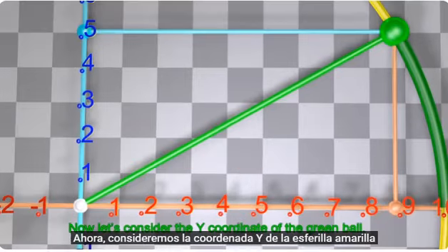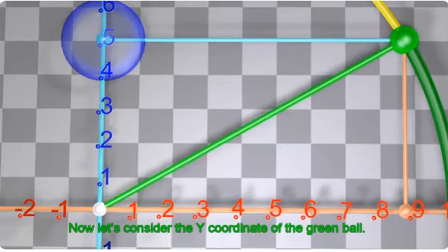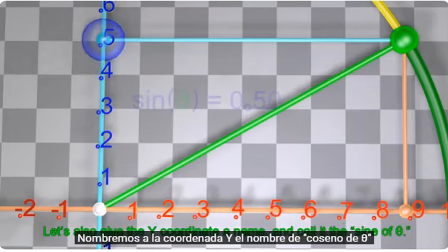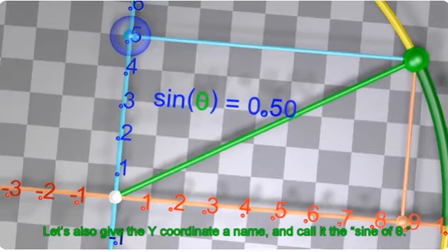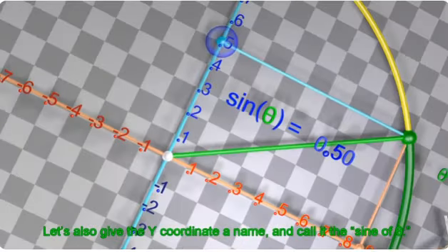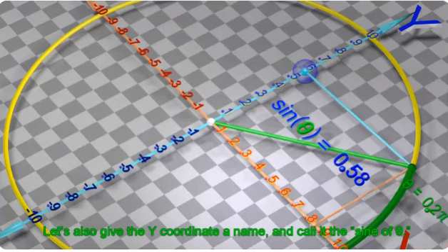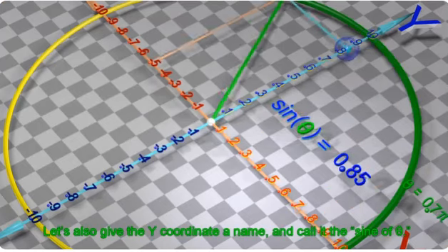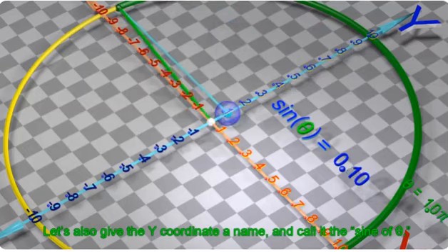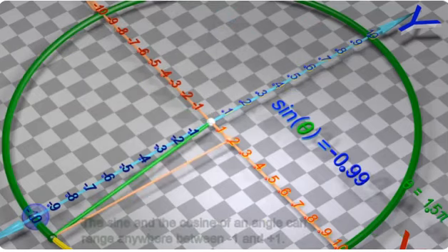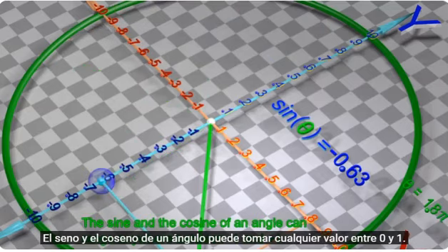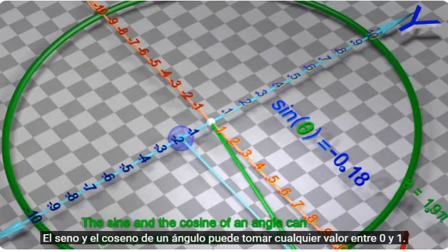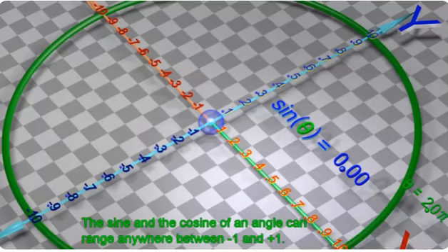Now let's consider the y-coordinate of the green ball. Let's also give the y-coordinate a name and call it the sine of theta. The sine and the cosine of an angle can range anywhere between -1 and +1.